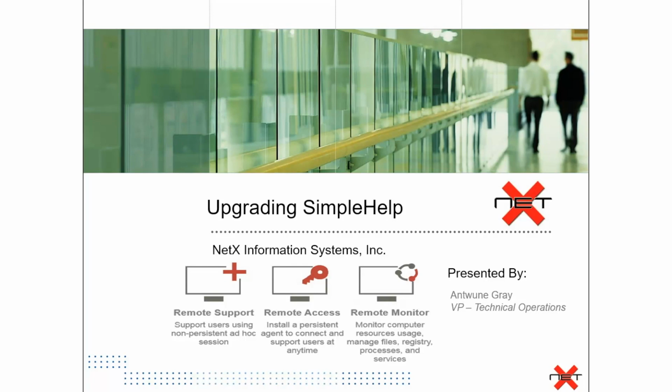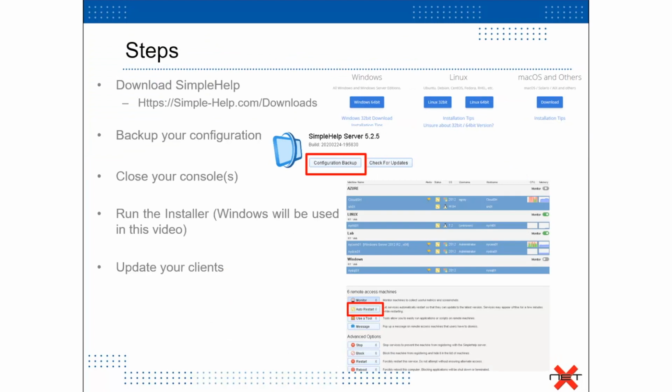And in this video, we will discuss the steps of upgrading your SimpleHelp server. Steps are as follows. Download the SimpleHelp installer for the latest version. You can do this by going to simple-help.com/downloads and choosing the appropriate installer for your SimpleHelp server.